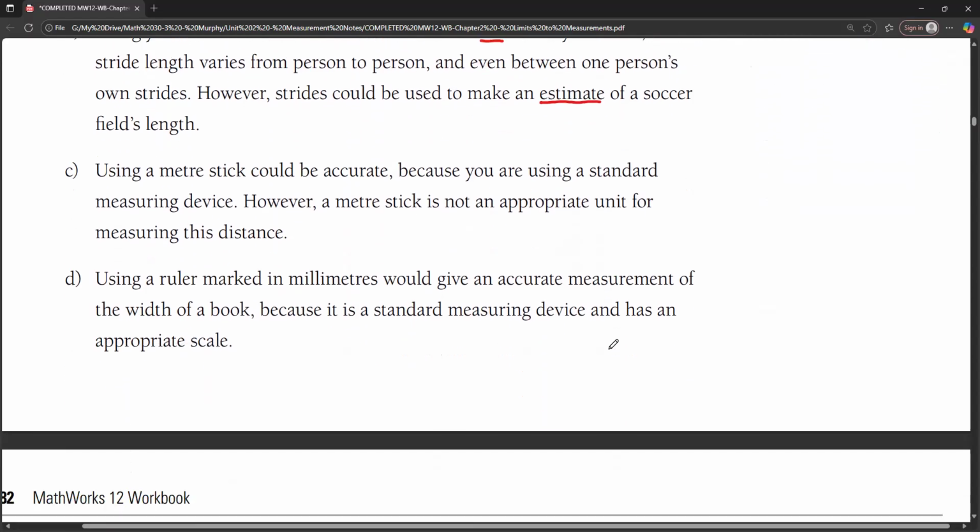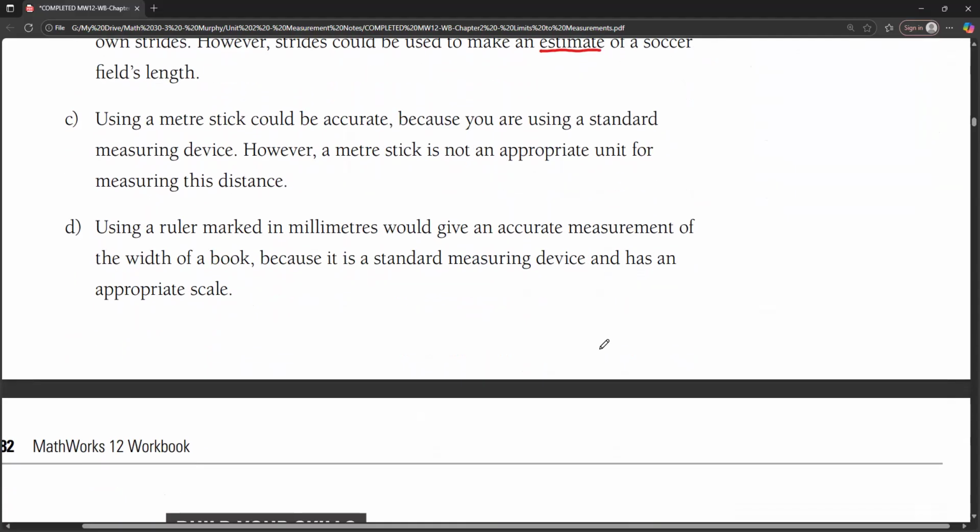C, using a meter stick to calculate the distance between two cities. Using a meter stick could be accurate because you're using a standard measuring device. However, a meter stick is not an appropriate unit for measuring this distance. I don't think I have to explain this one, right? That wouldn't be logical.